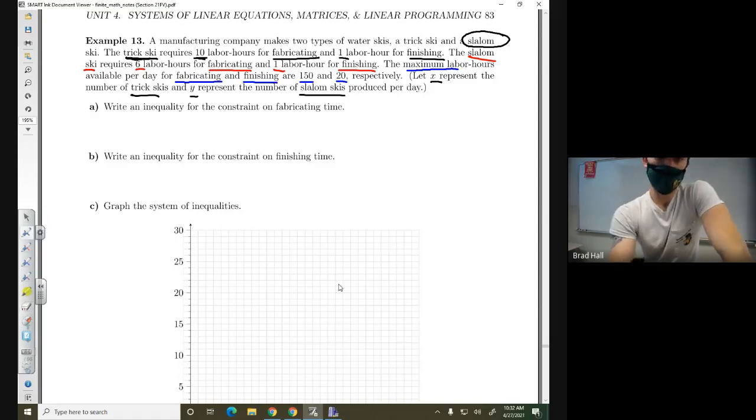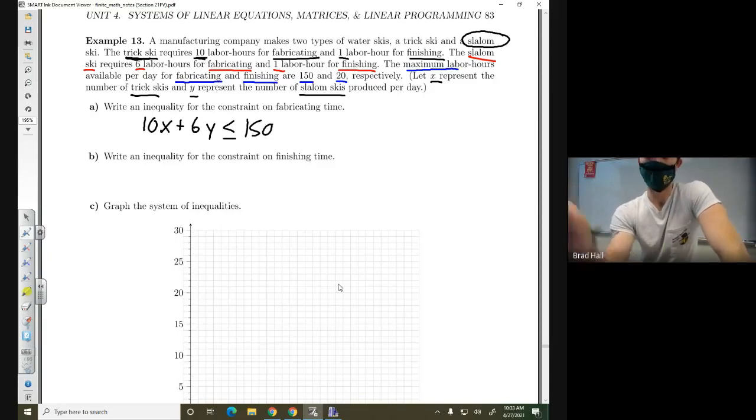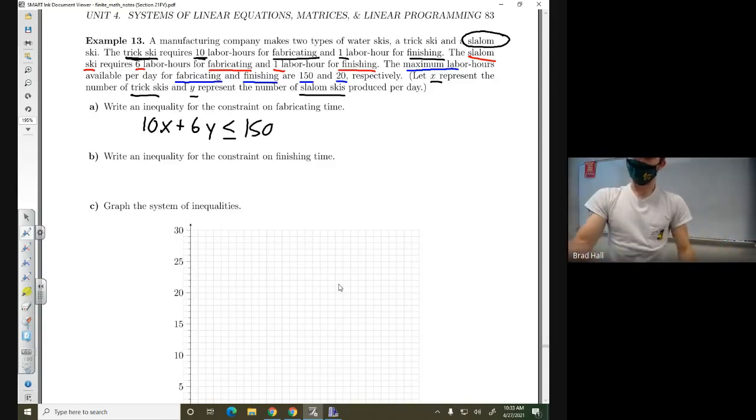Okay, that should be 10X plus 6Y. Let me write it out and I'll convince myself why that is. Maximum, I'm just drawing a blank, I don't know why. I just taught this. Maximum number for fabricating, so the fabrication number should be together. So that'd be 10 and 6. So this is right.